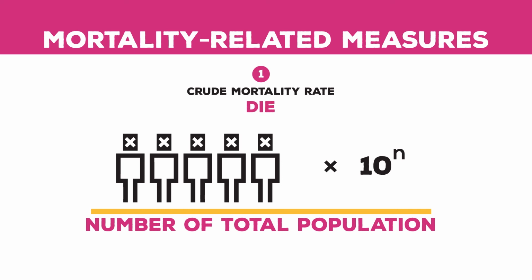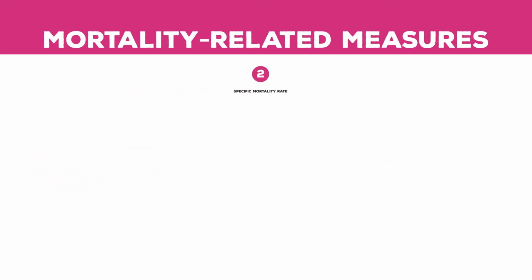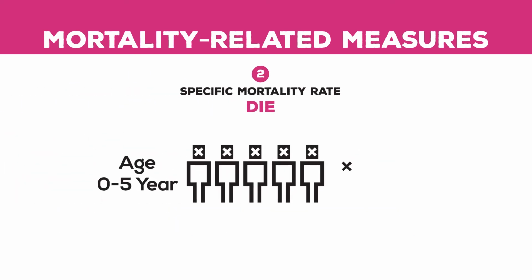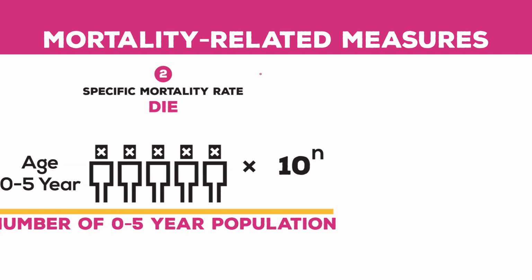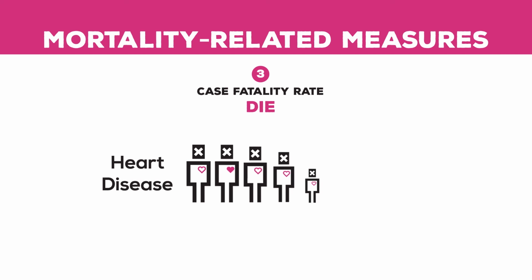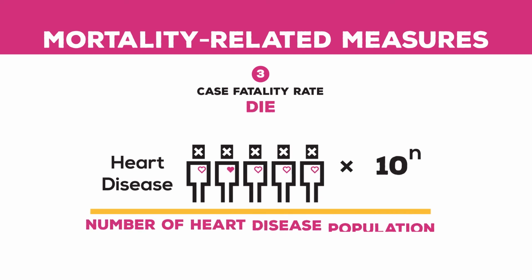Perhaps we are interested only in some age group. We can calculate a mortality rate specifically for a group of the population, for example the mortality rate among children under 5 years or among the male population, which is 2, specific mortality rate. 3, case fatality rate, is calculated by the number of deaths from the disease in a specific period divided by the number of total cases of the disease.